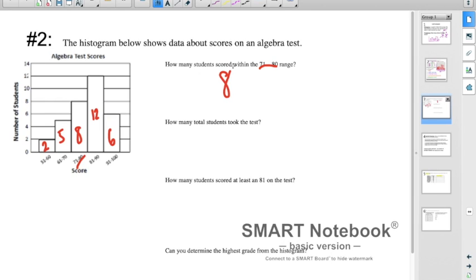How many total students took the test? Well, just add up your numbers. 2 plus 5 plus 8 plus 12 plus 6. Right? I believe that's 27 plus 6 is 33 total students took this test.